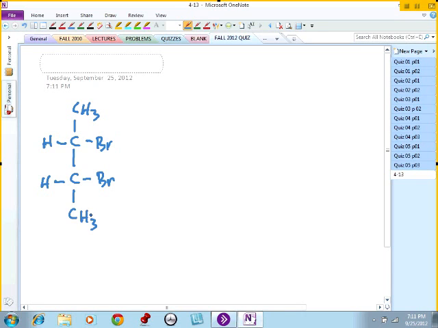How many chirality centers does this molecule have? 2. Very good. So based on that, how many stereoisomers do you expect this molecule to have? 4, because 2 times 2 equals 4. Very good. Now let us write them. Okay?